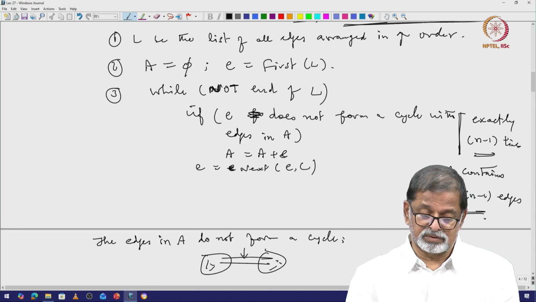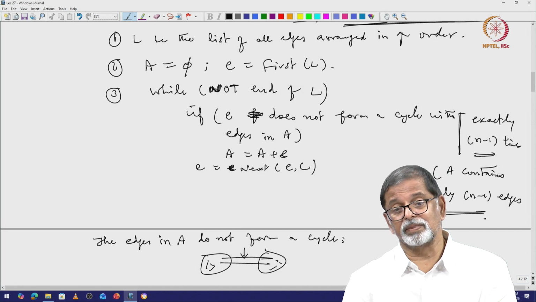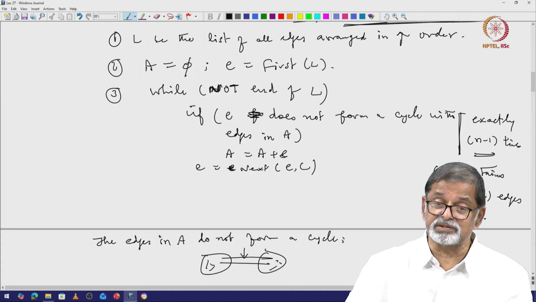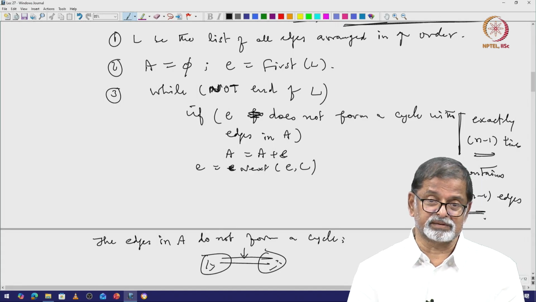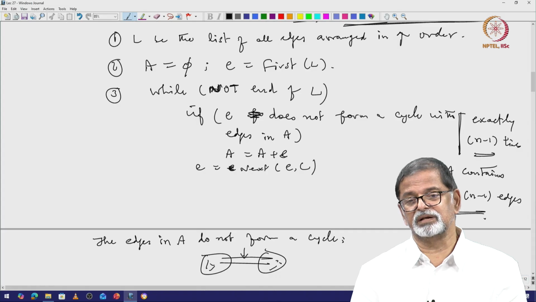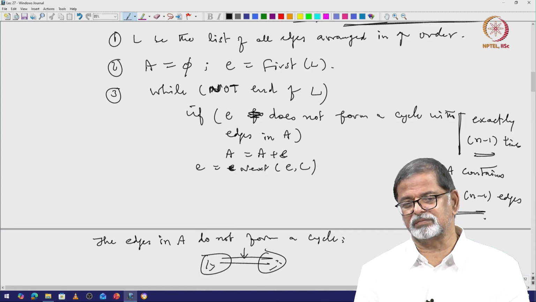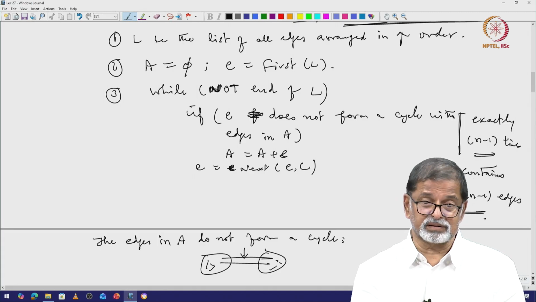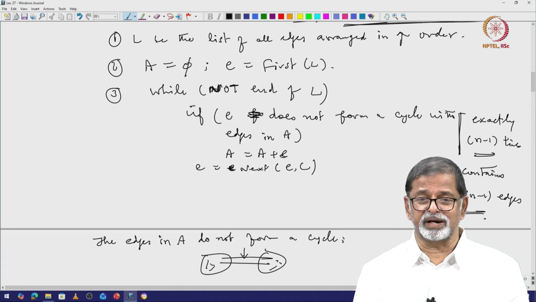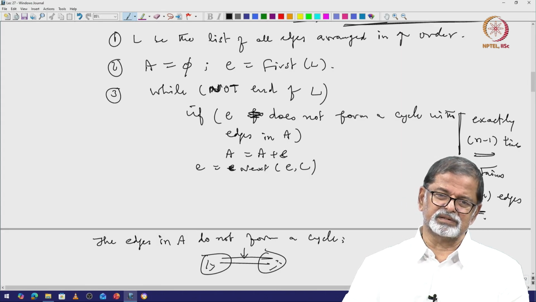Therefore, the edges in A do not form a cycle, and the minimum weight crossing edge can always be added, and that is a contradiction, because the greedy algorithm finished means no more edges can be added, but now we are showing that if it were not connected, one could be added. Since that is not possible, it is connected, acyclic graph, therefore it is a tree.